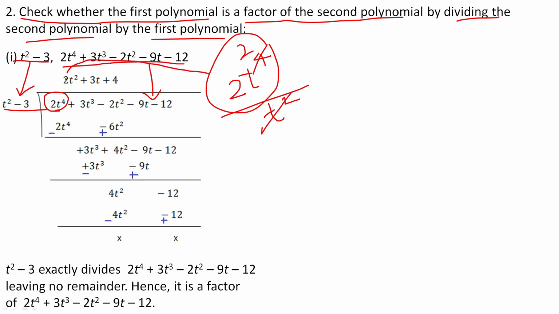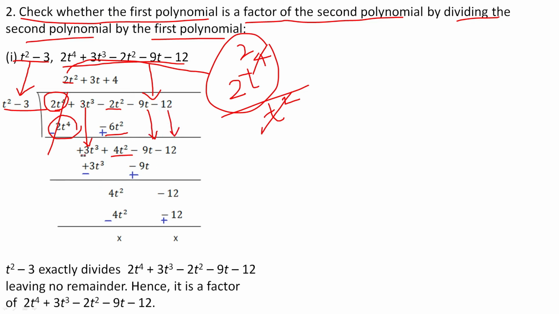Again the same way you have to multiply 2t square multiplied by t square. You will get 2t power 4. These two terms are same, so you can cut it. Here 3t power 3 bring down, minus 2t square plus 6t square. If you add, you will get 4t square. Bring down 4t, bring down minus 12 also.